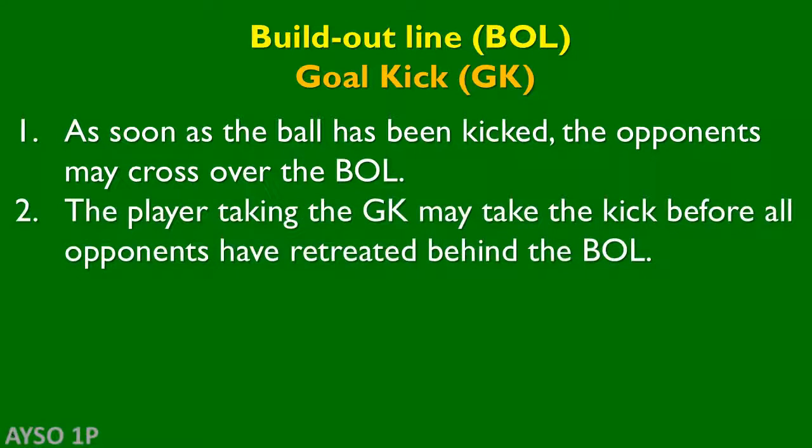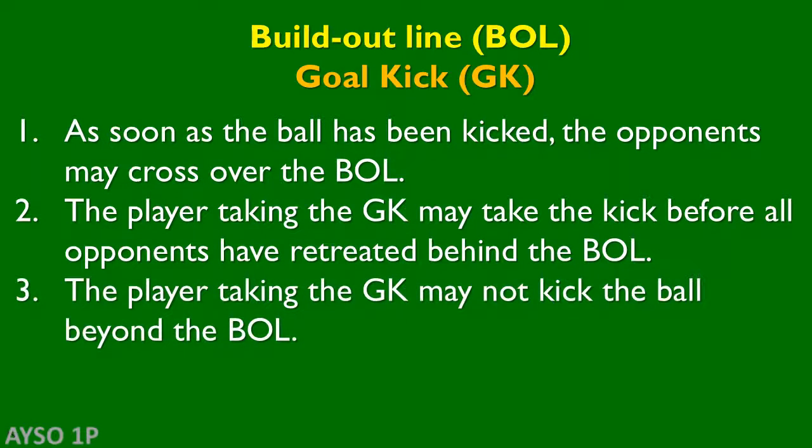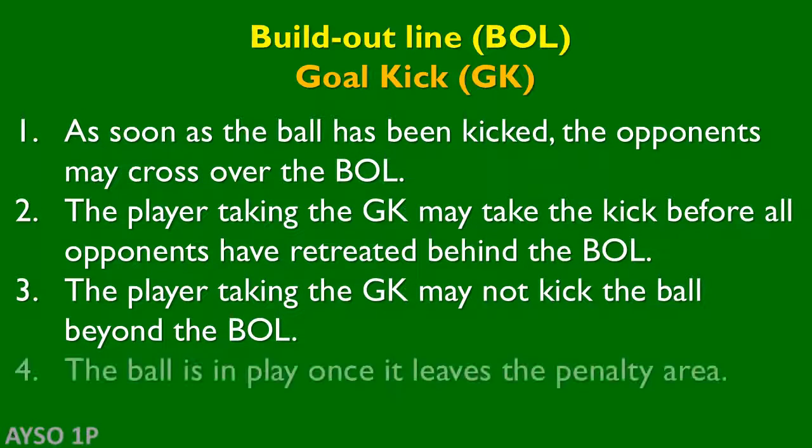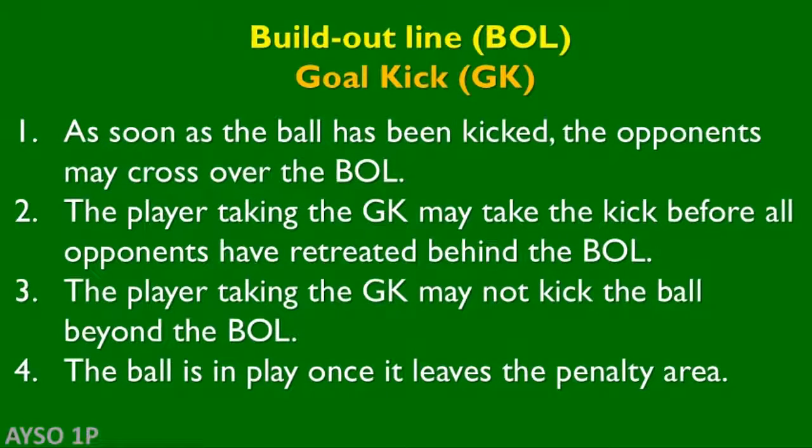The goal kick may be taken before all opponents have crossed the build-out line, but if the ball goes directly to an opponent, play continues. The player taking the goal kick may not deliberately kick the ball to a teammate beyond the build-out line. The ball is in play when it leaves the penalty area and enters the field of play. However, opponents may cross the build-out line as soon as the ball has been kicked.